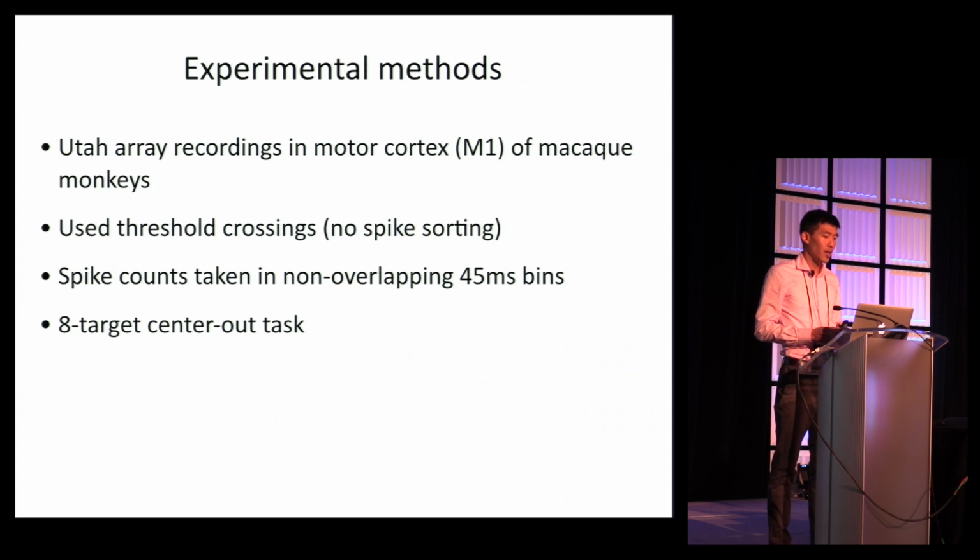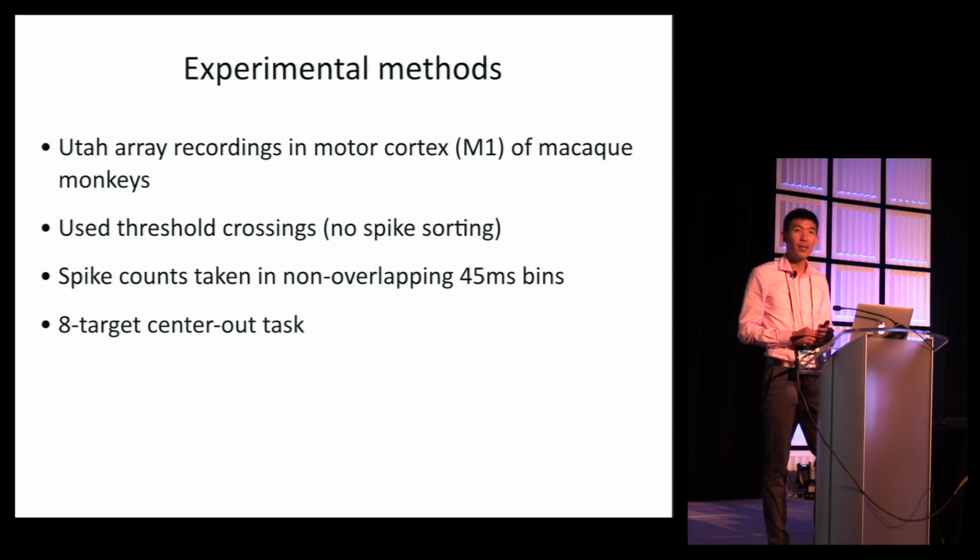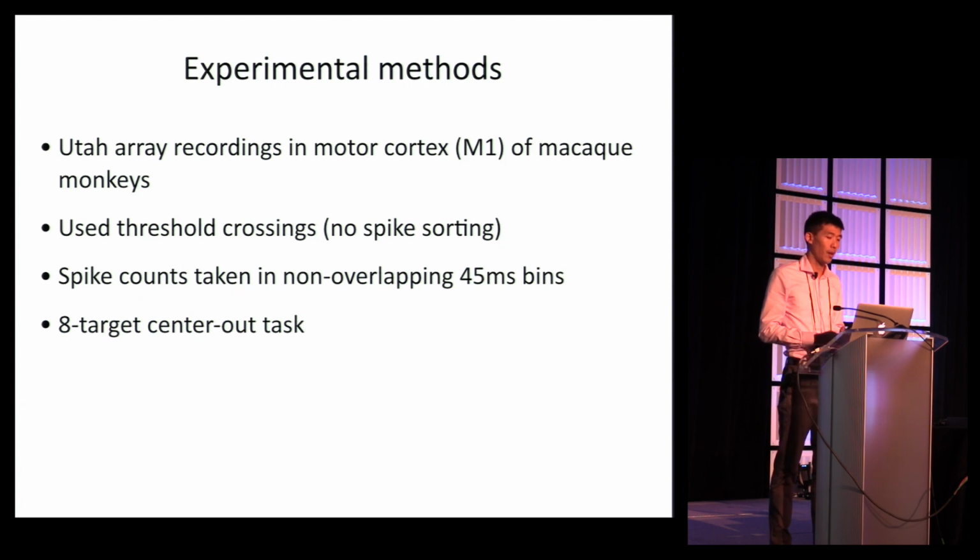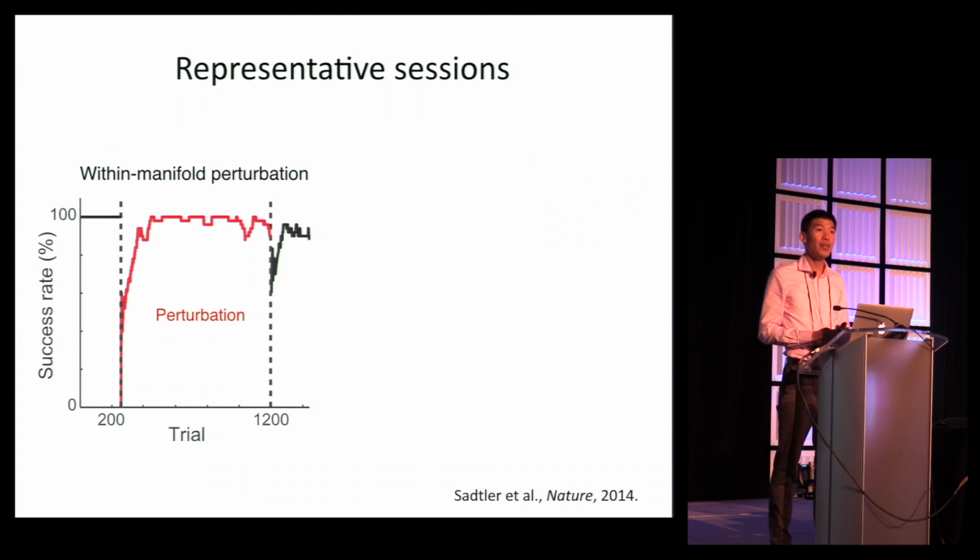In terms of experimental methods, we used Utah arrays implanted in the primary motor cortex of macaque monkeys. We recorded threshold crossings, so we didn't do spike sorting here. We took spike counts in non-overlapping 45-millisecond windows, and the monkey performed an 8-target center-out task. I'm going to show you a couple representative sessions.